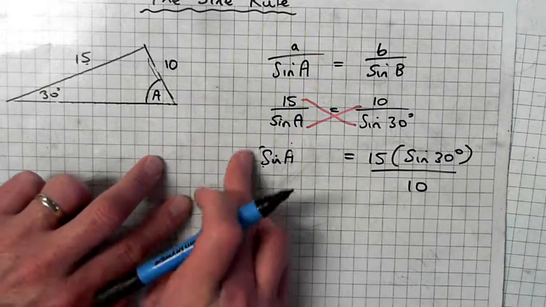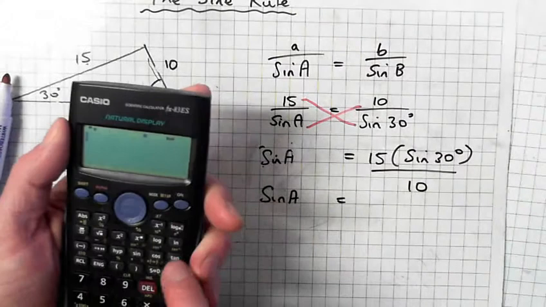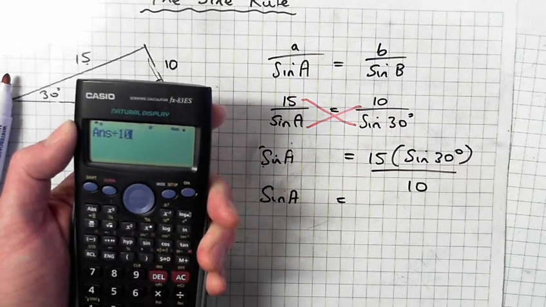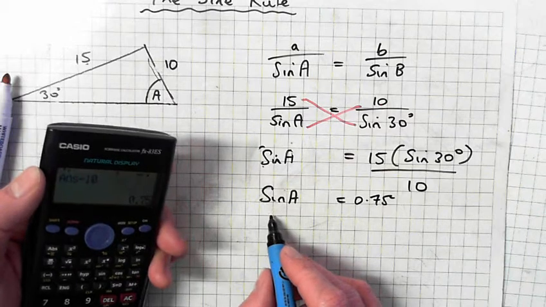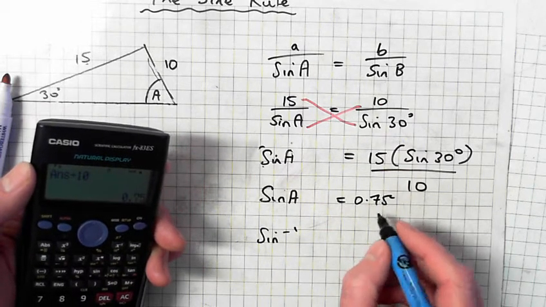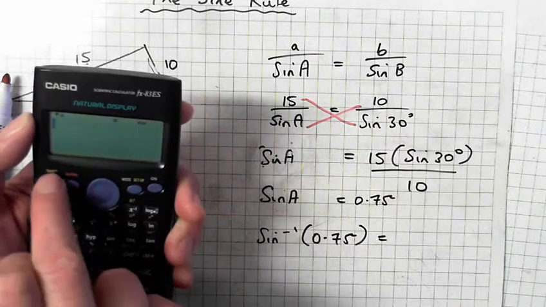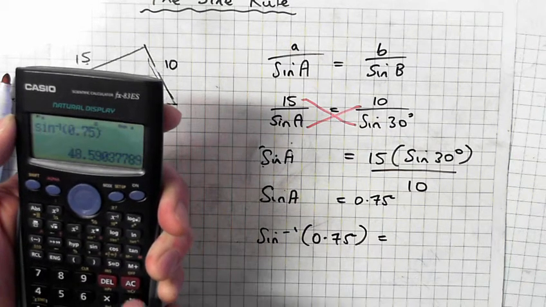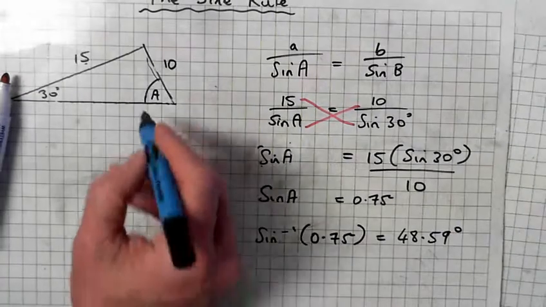So at the moment I'm left with sine A over here. Find out what that is on the calculator. Sine A is equal to, I get the sine of 30 and equals, multiply it by 15 equals, and divide by 10 equals 0.75. Alright, so how do I work backwards and find out what A is? To find the angle, as I said before, if you're given the decimal, you go sine inverse. 0.75 will give you the angle. So you go second function, sine inverse, 0.75, close the brackets, equals 48.5859 degrees is the angle A.